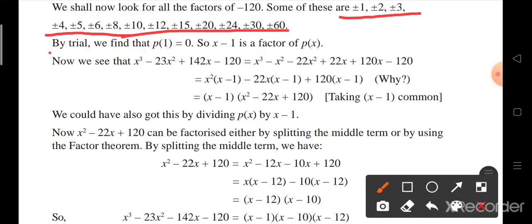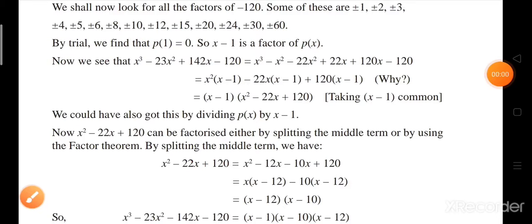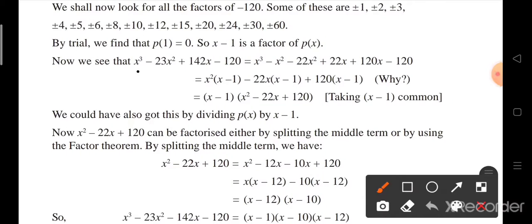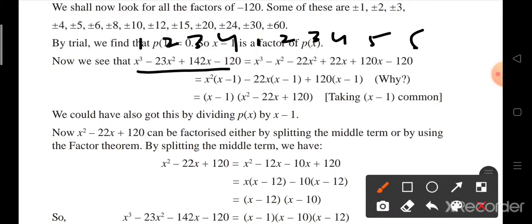So by the trial method, we will find that at p equal to 1, now here we have to divide these four terms in such a way that we are able to take x minus 1 common from all. So we split these four terms into six terms: 1, 2, 3, 4, 5, 6. So now x cube as x cube, minus 23x square can be split into minus x square and minus 22x square, and 142x can be split into 22x plus 120x minus 120.